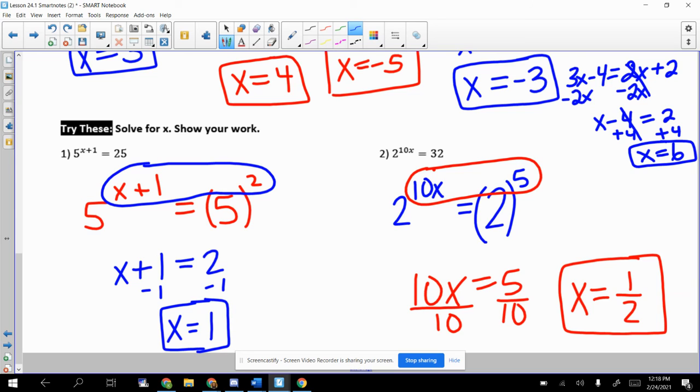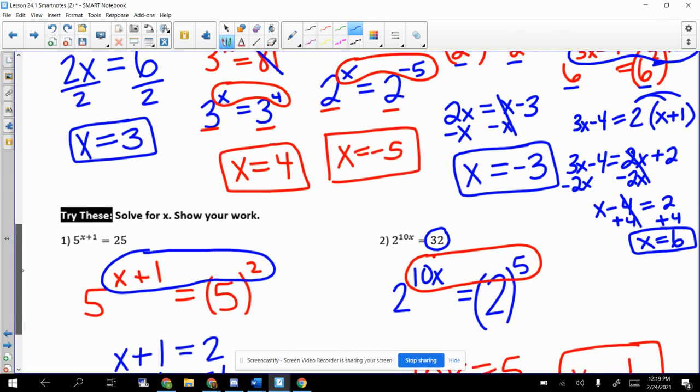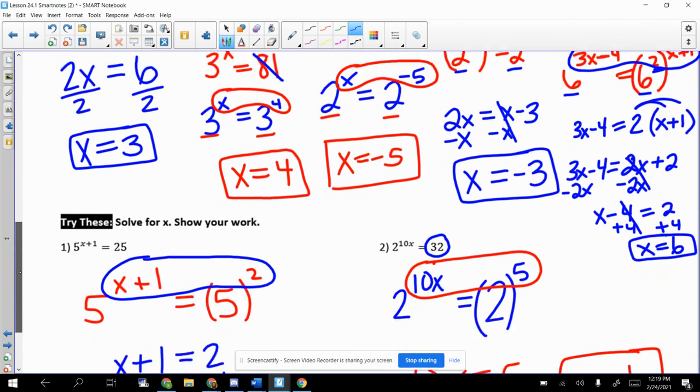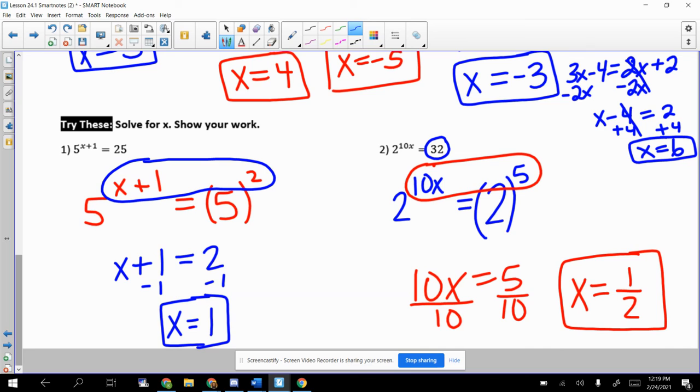And then this next one here, 2 to the 10x equals 32. So to get the same base, we know that 32 we can write as 2 to the 5th. So then you have 2 to the 10x equals 2 to the 5th. You have the same base, so set those exponents equal to each other. 10x equals 5. Divide by 10 on both sides to get x by itself, and simplify, and you get x equals 1/2. Okay, and again, any one of these you can check by plugging your x value back in and making sure it makes the equation true.